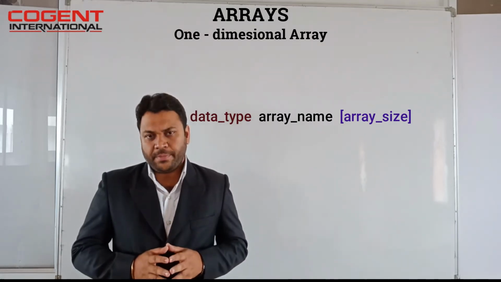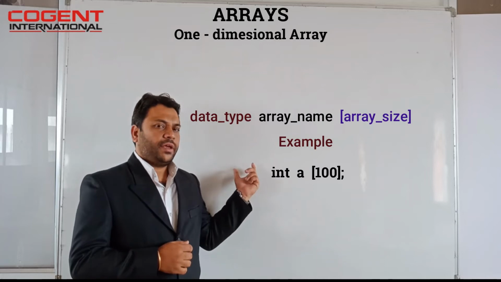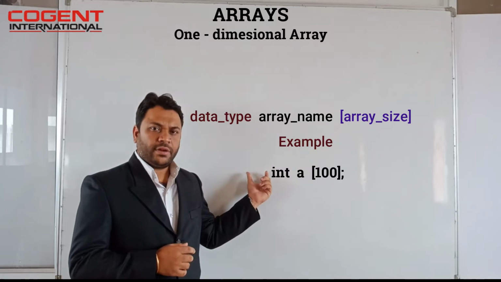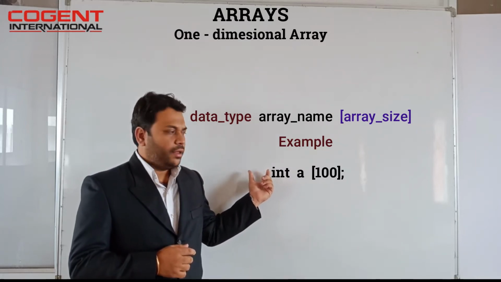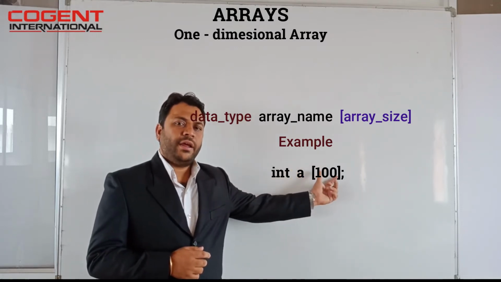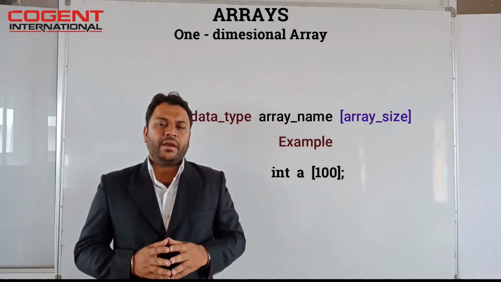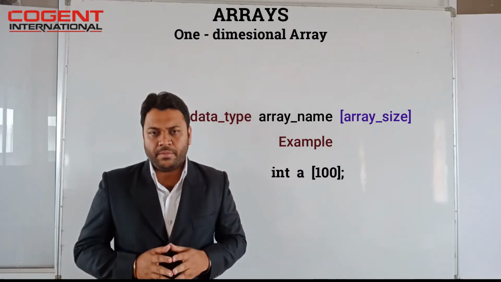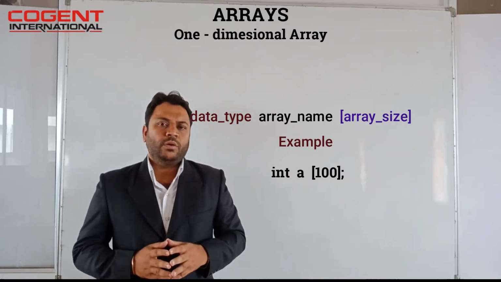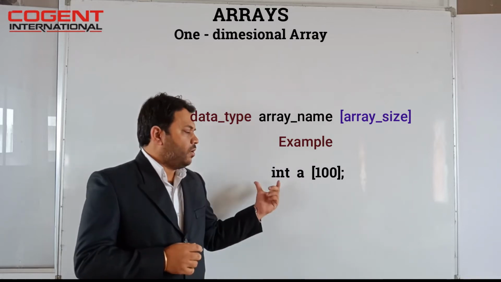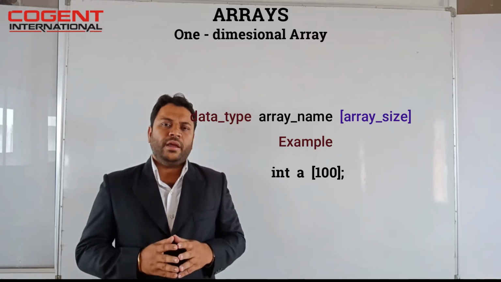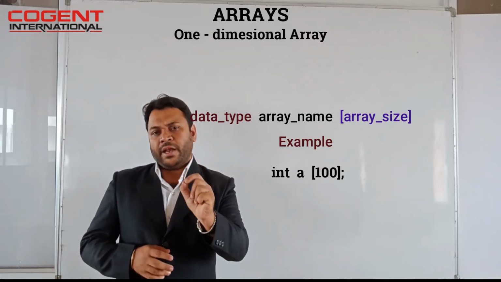Let us consider an example: int a[100]. What does it indicate? The first field is the data type, which is int; then a[100], the name of the array is a, and the size of the array is 100. Here I can have 100 integer numbers stored consecutively in this array. So this array stores integer data type values.